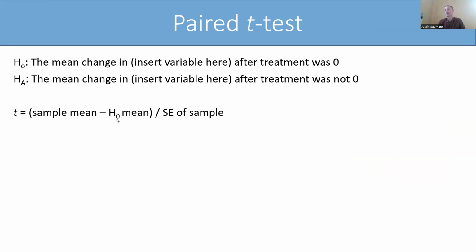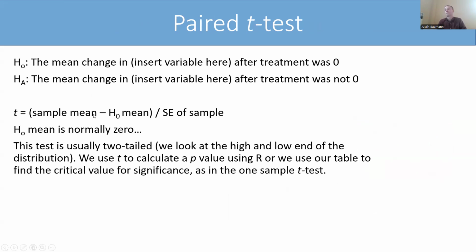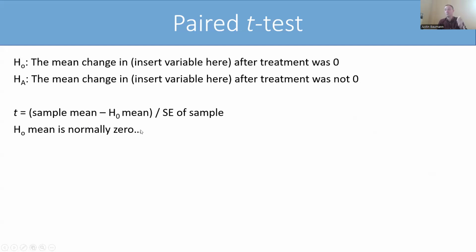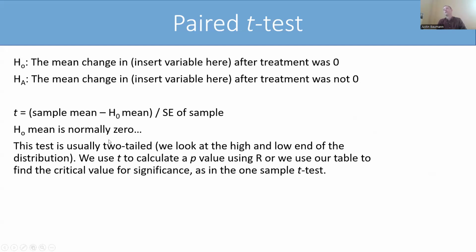T, sample mean minus the predicted mean, which in this case is just 0, divided by the standard error of the sample. Okay. H naught mean is normally 0 because we're assuming we're doing a difference. So we're calculating the mean difference minus the predicted mean difference. So sample mean difference is some value. The predicted mean difference is 0. So some value divided by the standard error of the sample. It's usually two-tailed. We use T to calculate P.